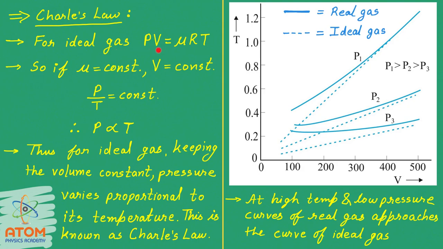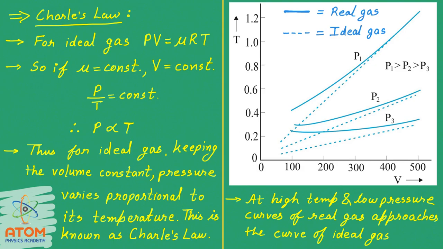Now let us see Charles' law. For ideal gas, we know that PV = μRT. Now here, if μ is constant and V is constant, that means mole number is constant and the volume is constant, then obviously we can write that P/T will be constant. So we can also say that P is proportional to T. That means pressure is proportional to temperature. Thus, for ideal gas, keeping the volume constant, pressure varies proportionally to its temperature, and this is known as Charles' law. When the pressure is proportional to temperature, it is obeying Charles' law. That is all for ideal gas.